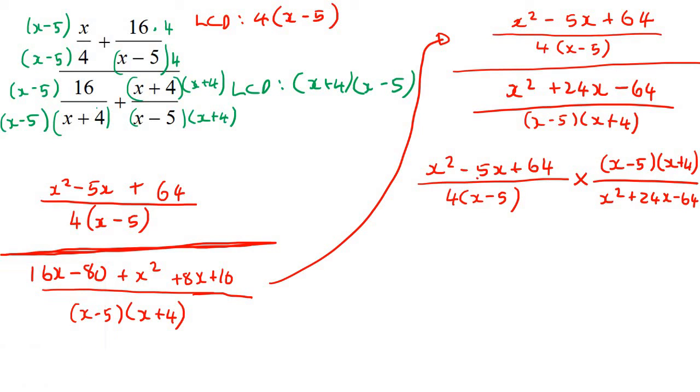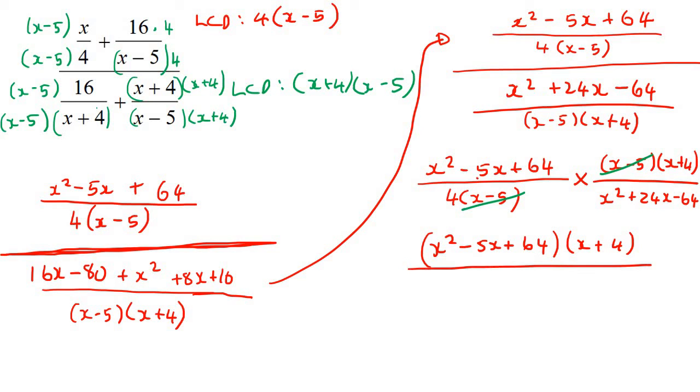So then what happens is we just look for things that are the same at the top and bottom. So this x minus 5 and this x minus 5 can cancel. And so at the top, we are going to be left with x squared take away 5x add 64. And that is all multiplied with x add 4. Then at the bottom, we're left with 4, and then x squared add 24x minus 64. Now we're going to multiply all of this out together.